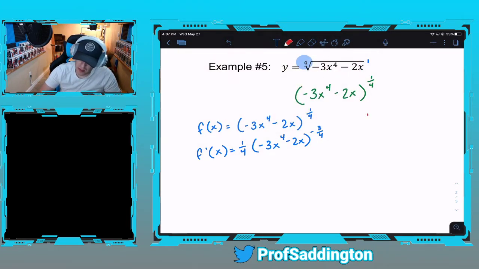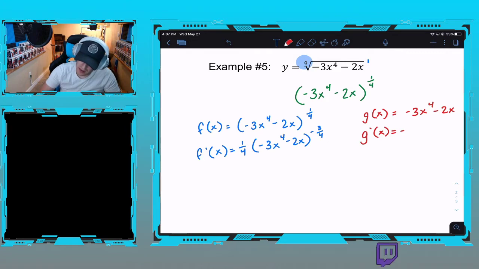Now I got to do the next part. So I have g of x, which is just going to be the inside. So I have negative 3x to the 4th minus 2x. If I go to find the derivative of that, I'm going to have negative 12x to the 3rd minus 2.